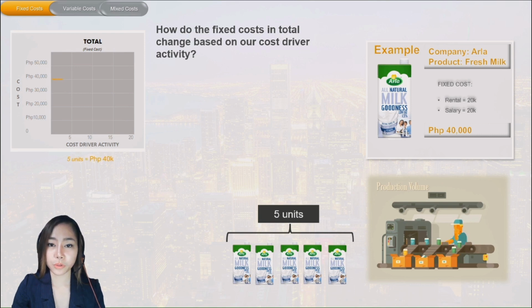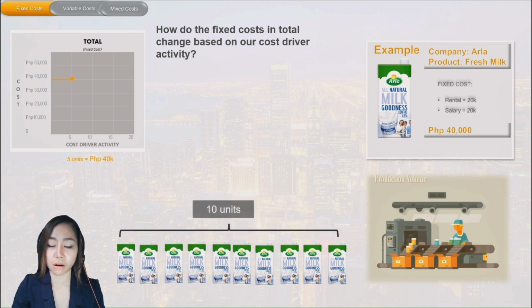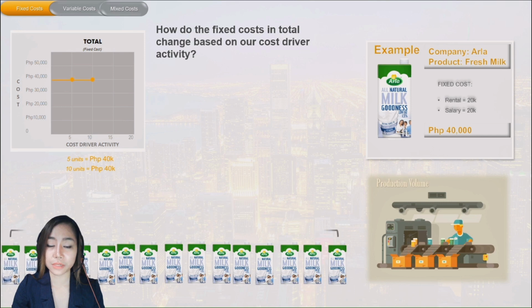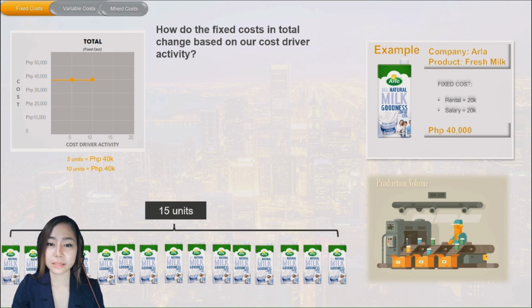So if we produce 10 units of fresh milk, the rent and salary, which are the fixed costs, are still 40,000, or total to 40,000. And so if we have 15 units of fresh milk, the fixed costs are still 40,000. So the fixed cost based on total stays the same.